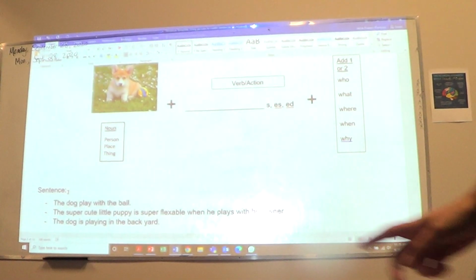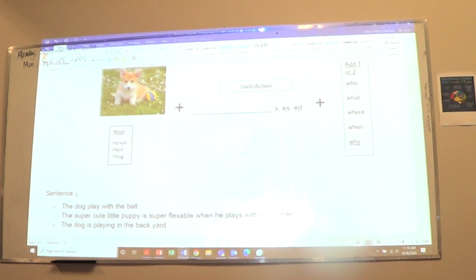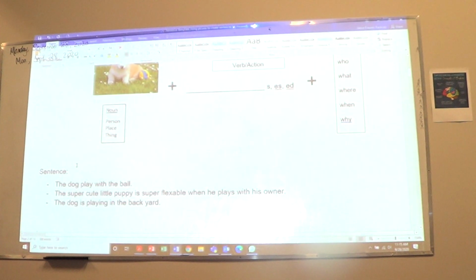So welcome back everybody. Here in class, the students were playing around with these pictures and nouns and verbs and ideas and came up with a few sentences here. So let's take a look.